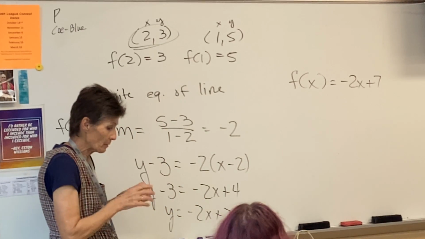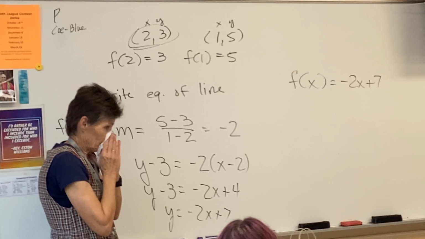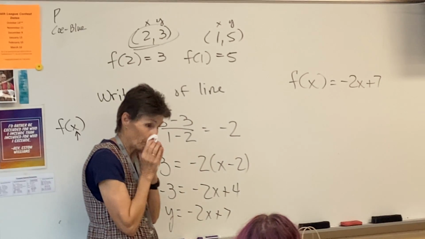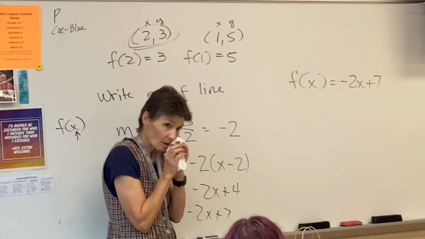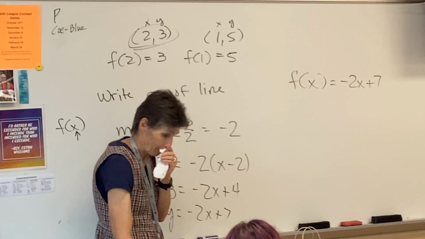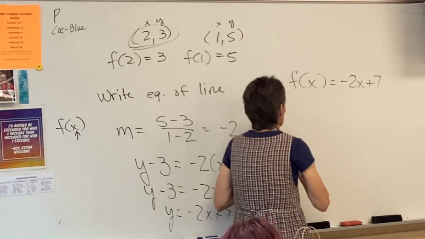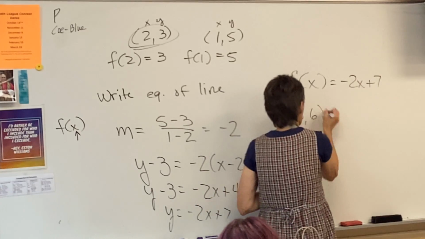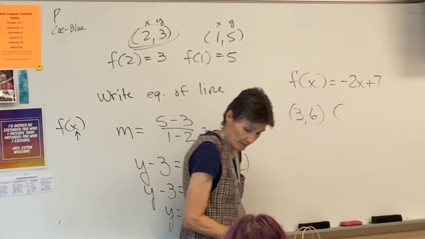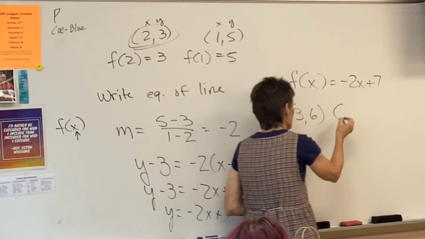Alright, so what are you doing first? Everybody should be busy doing it. Get your points, like 3, 6, and then, yeah, so we're going to rewrite these as ordered pairs. So 3 comma 6 and -4 comma -1.